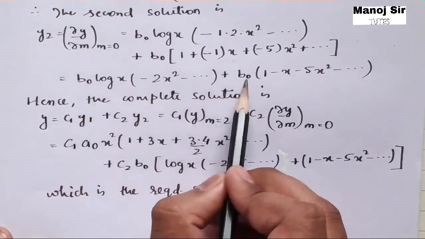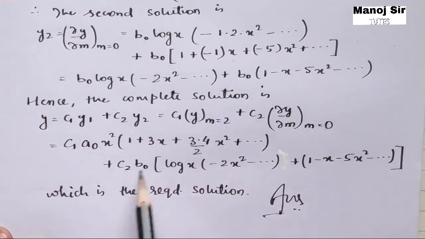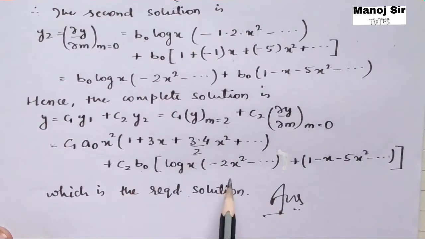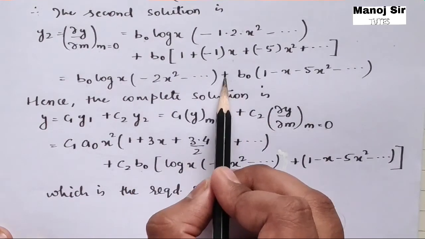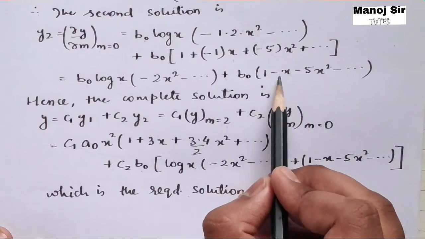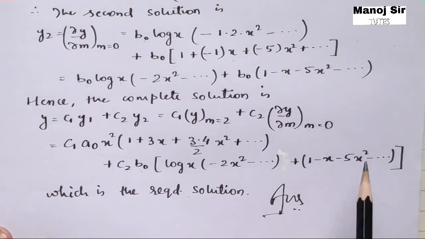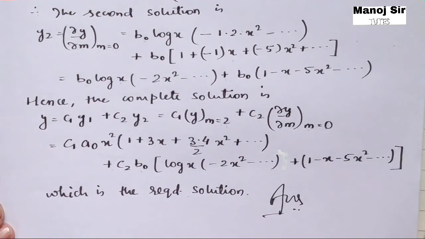Before writing this, we need to take b naught common. So c2 into b naught, here we are left with log x minus 2x square minus dot dot dot. Here we are left with plus of, this is minus 1 minus x minus 5x square minus dot dot dot. And this is my required solution.